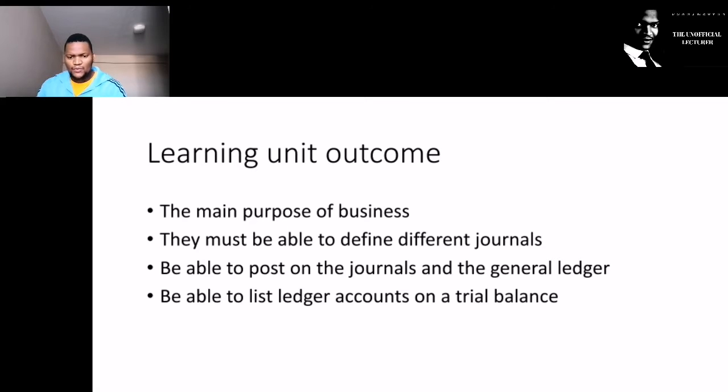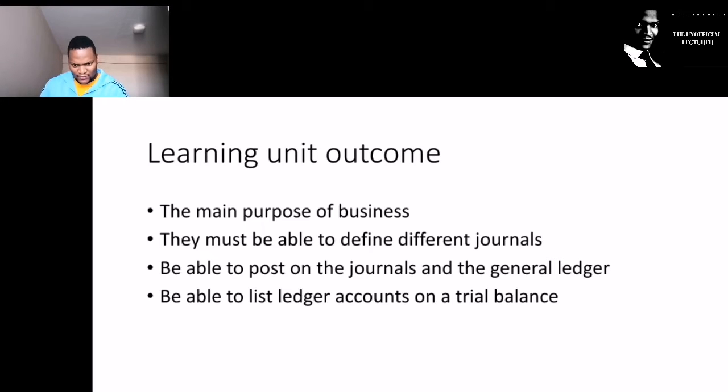The third one, you must be able to post on journals and the general ledger. So these journals that you must know, you must also be able to post on them. It's no use for you to know the journals but not be able to post transactions in them. Here, we are taking you through the accounting cycle, which starts with the transaction. We want you to be able to post these transactions into different journals and also into a general ledger.